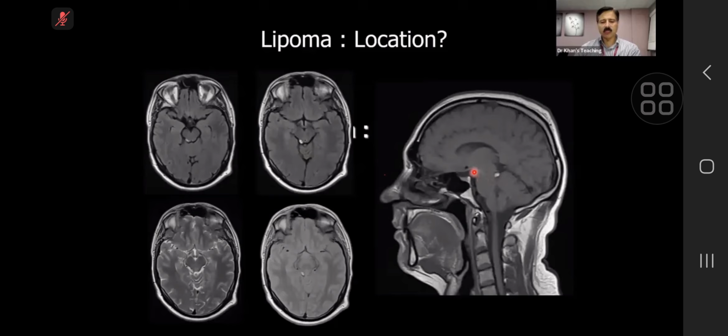You might see a lipoma sitting in the suprasellar system. Just call it, and it is of no significance. But if there is heterogeneous signal within a lesion, consider it a dermoid. Dermoids are more commonly in the midline.